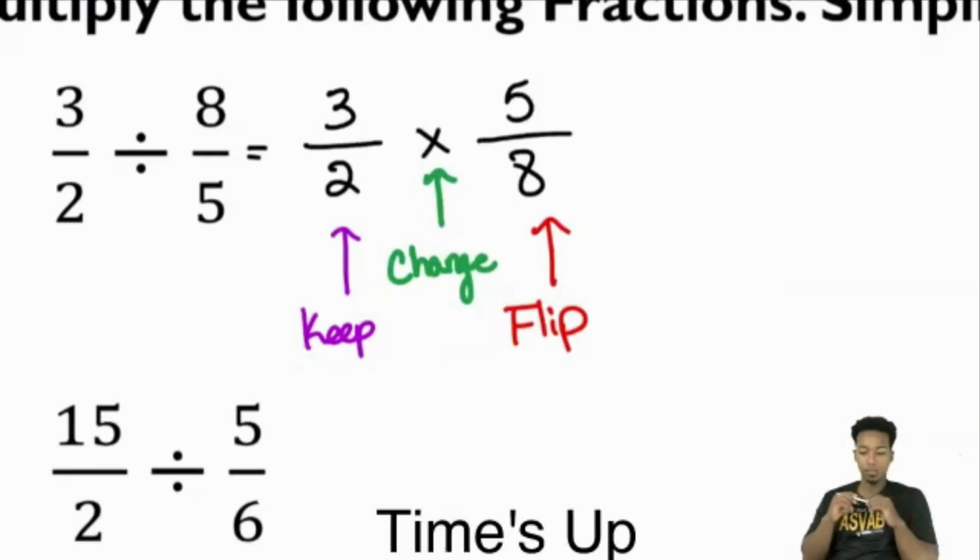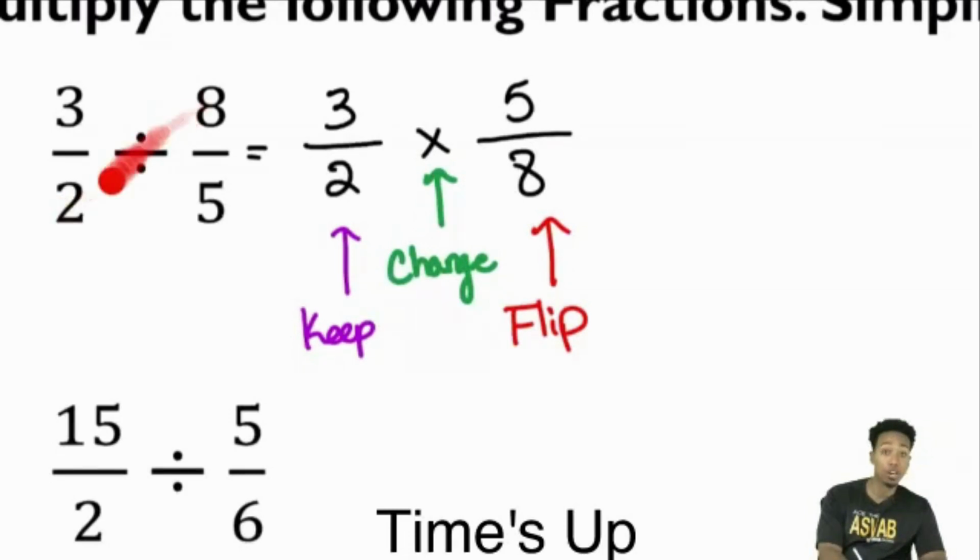Keep, change, flip. So nope, Caitlin, we are not allowed to simplify first because when you think about it, look at how in this question you might have thought that you could have simplified the 8 and the 2 right over here. You might have thought you could have, but here's the problem. Caitlin, answer me this question.